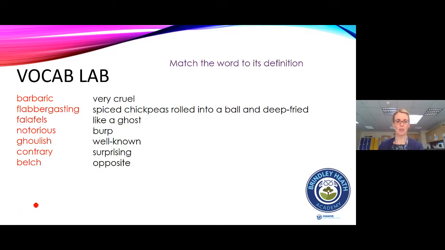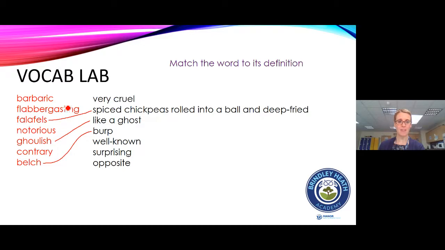Right, how have we got on? Now, you may have started with the easier words, the words that are more familiar to you. But I think perhaps if I might have been you, would have started with maybe ghoulish, which means like a ghost. Falafels. I don't know if you've ever eaten falafels, but they are the spiced chickpeas rolled into a ball and deep fried. Belch means to burp.